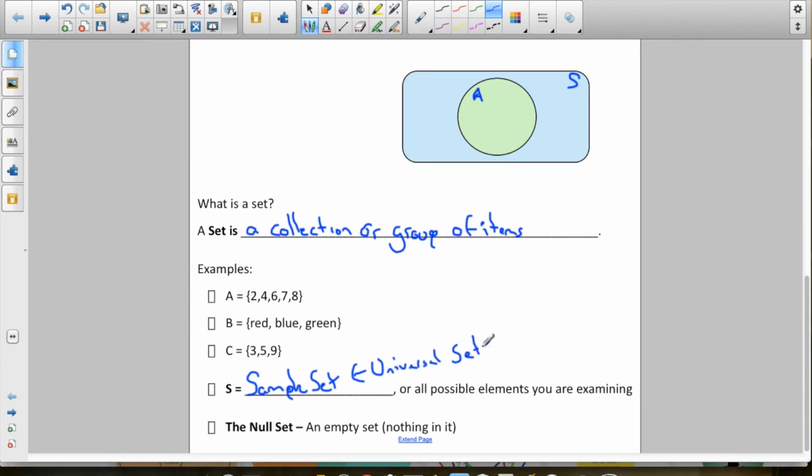And it's really just all of the possible elements you are looking at. So if I was looking at all the students in our class, then the universal set would be the number of students in our class, not the number of students in the school. But if I changed the idea and said, okay, we're going to look at all the population of the school, then that would become the universal set. That's something we'll see all the time.